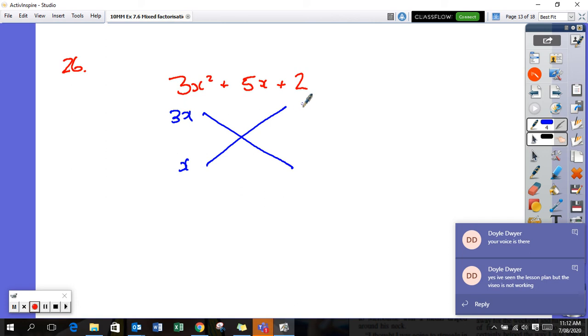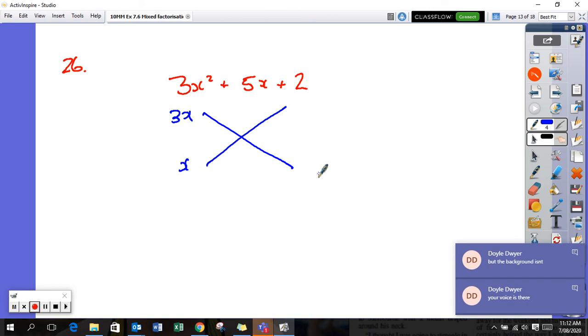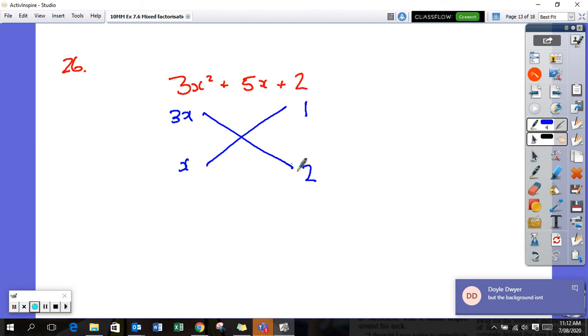Now the thing is, we need to get a 5. So I'm going to put the 2 down here so it goes with the 3x. 2 and 1. And then I've got 2, that's going to be 6x plus 1x. That's going to give us 7x.